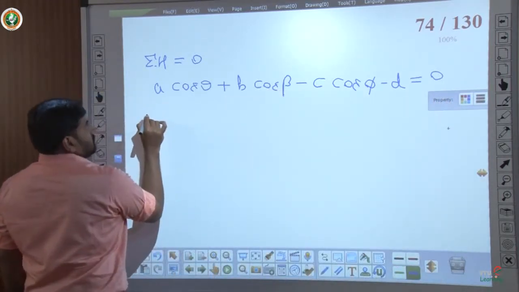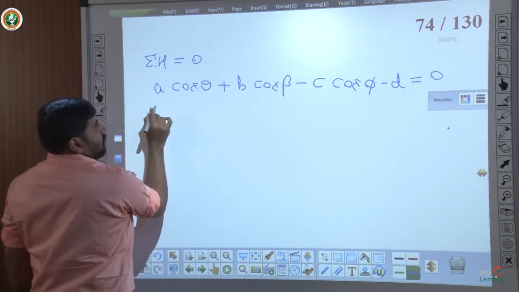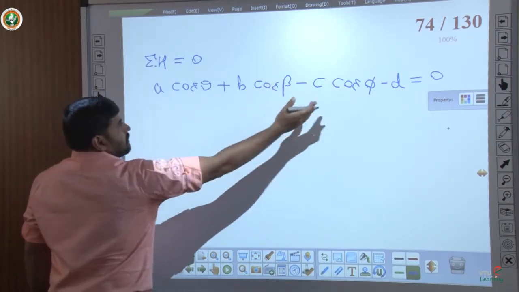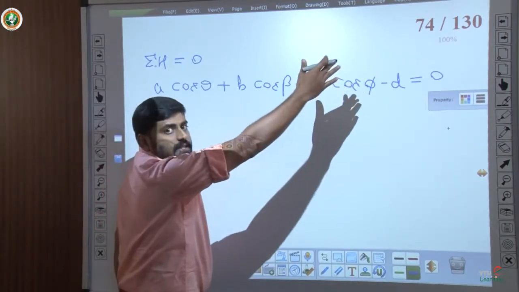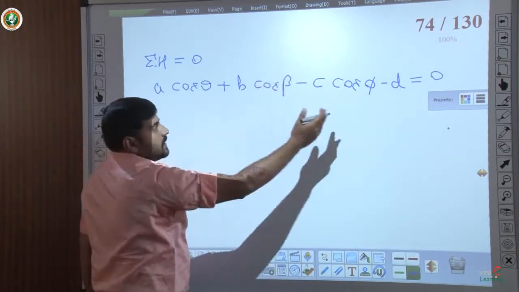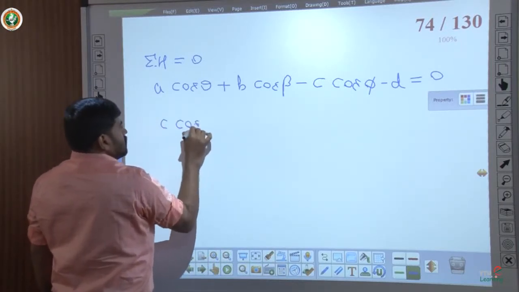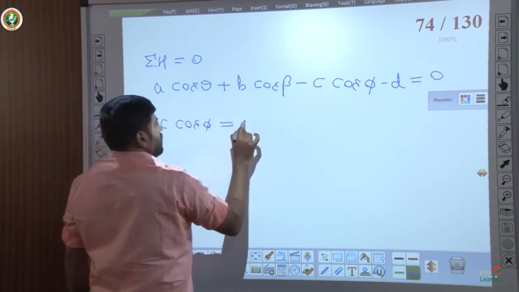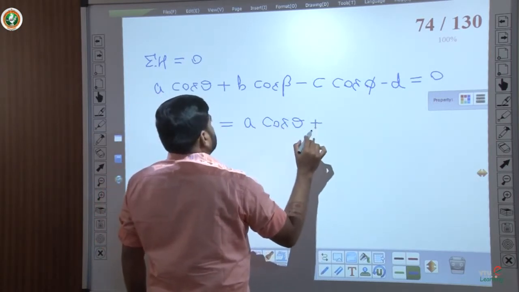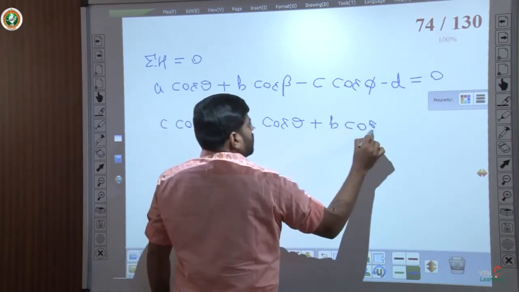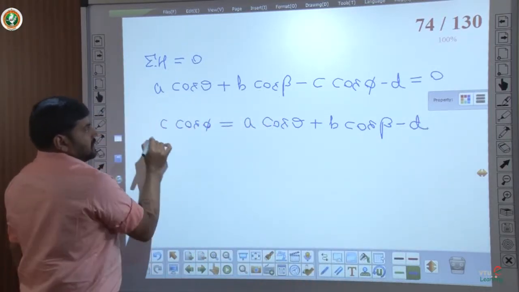So this is the equation for displacement, but I want the equation for velocity. So if I resolve for beta, I can get the equation for omega 3, instead of which I will eliminate cos phi in today's lecture, because in our previous lecture we eliminated cos beta. So if I do that, C cos phi will become A cos theta plus B cos beta minus D. Correct?